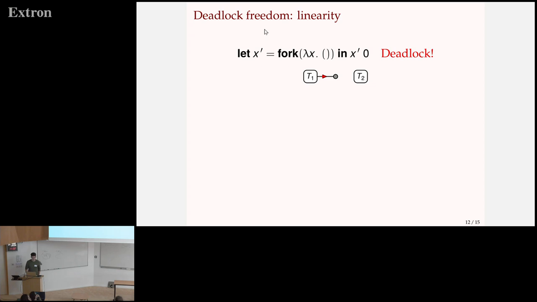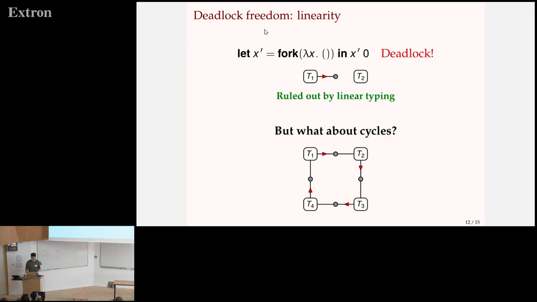First of all, the simple deadlocks are ruled out, because if one of the threads doesn't use its barrier at all, that would create a deadlock, but that's ruled out by linearity. The more interesting case is if we have a cycle like this. This is not directly ruled out by typing of the configurations, but it turns out that if you start with a well-typed program, then such cycles can never happen.